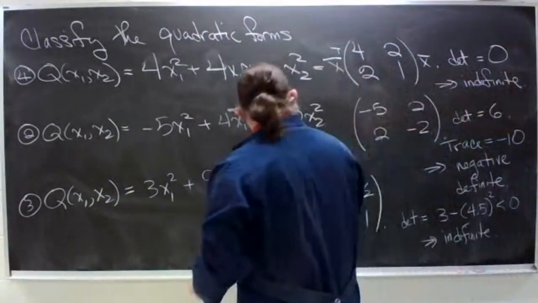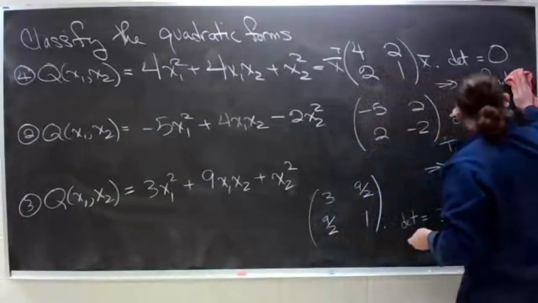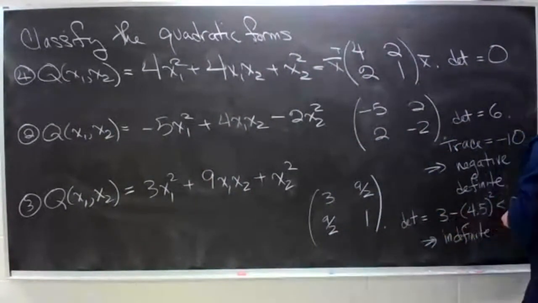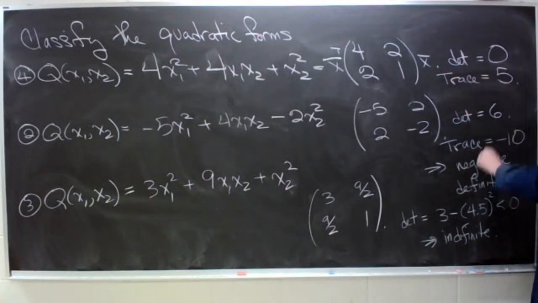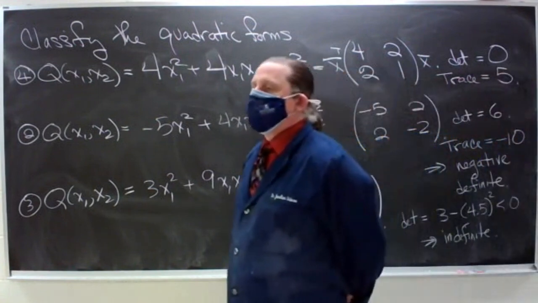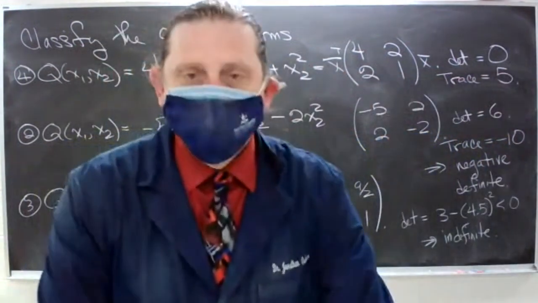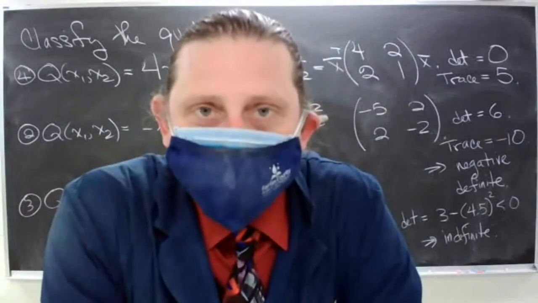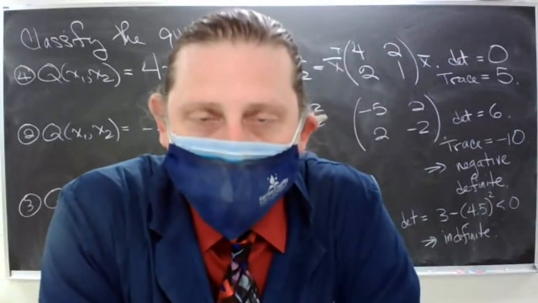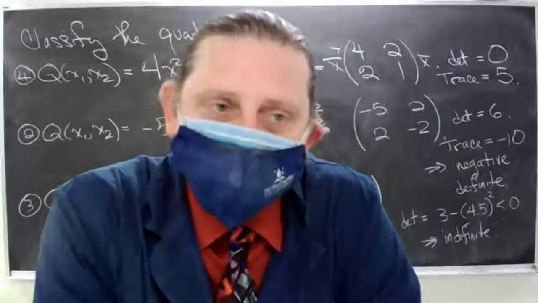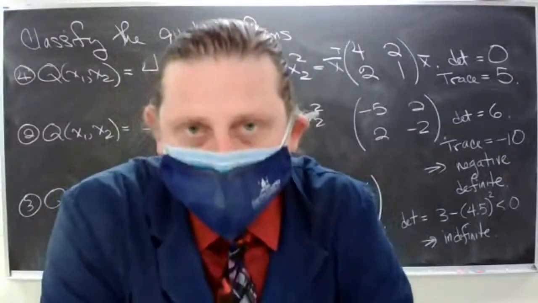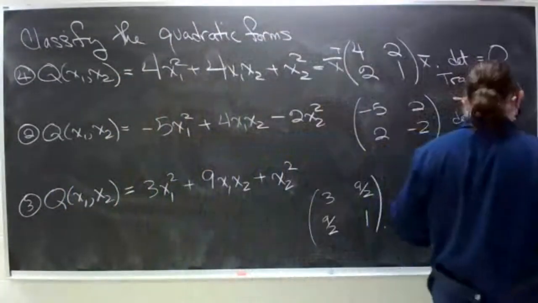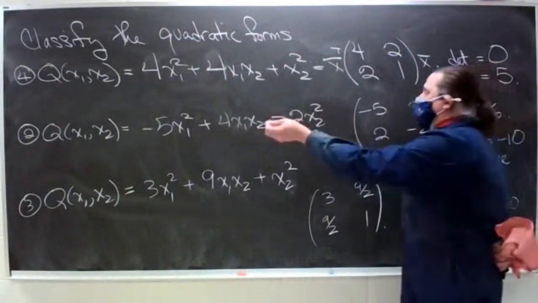Now the determinant is 0. So it's going to be one of the two semi-definites. The trace is 5. So, one of the eigenvalues is 0. The sum of the eigenvalues is 5. So the other eigenvalue must be 5. But what we care about here is that it's positive. So this is going to be a positive semi-definite.